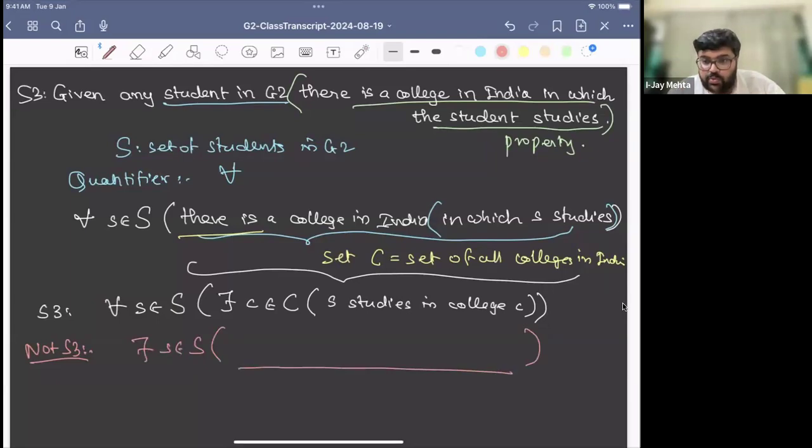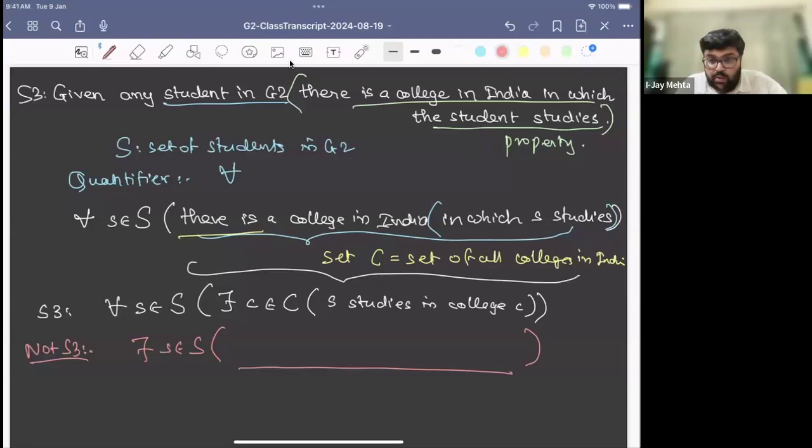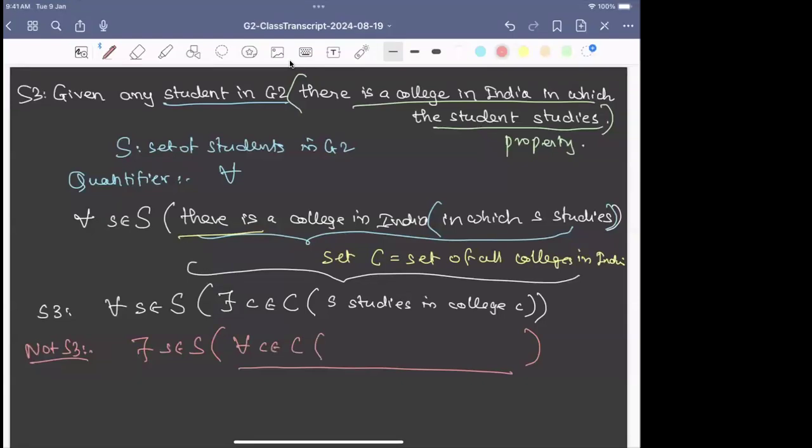So I want somebody else to negate this. We have found a student for which the property does not hold. Yes, room number 5, Krishna. You want to continue? Yes, sir. For all C in C such that s does not study in college C. Yes. So there exists a college, right? For a student, what was the property? There is a college for which this is true. So when it is false, given any college in India, this is not true.